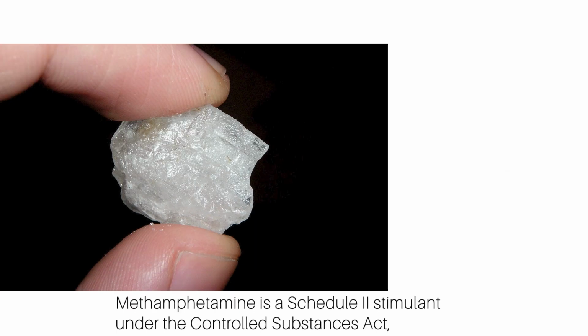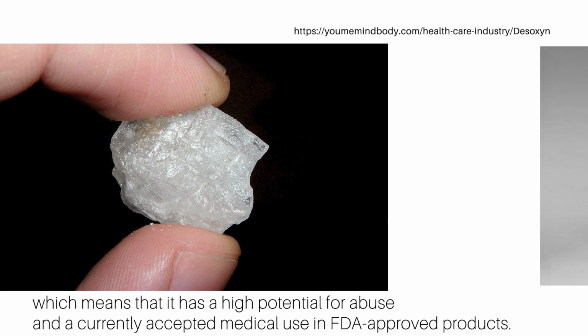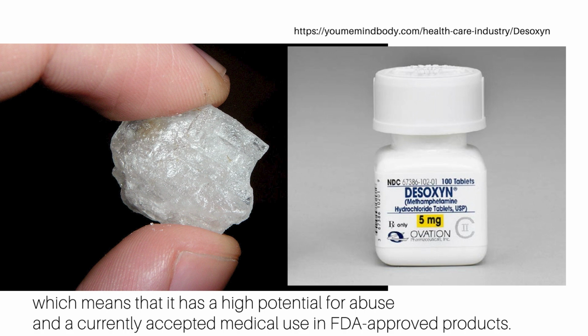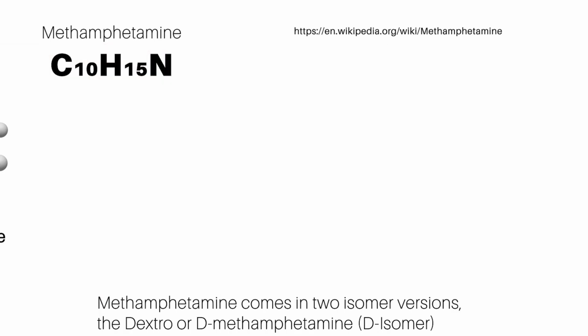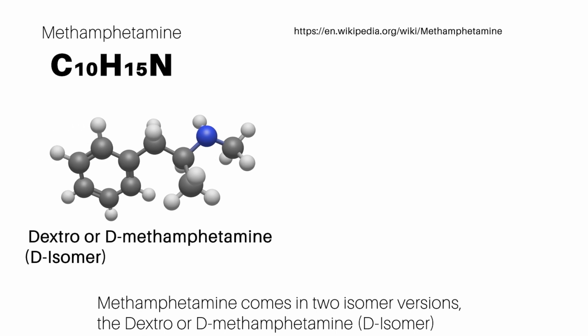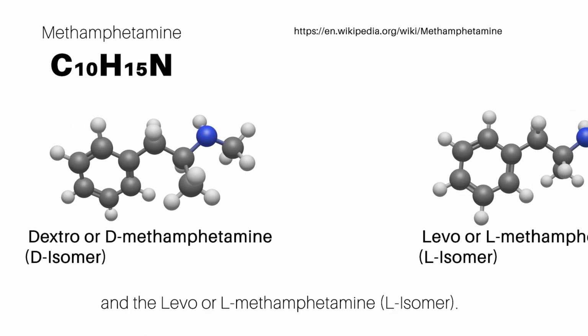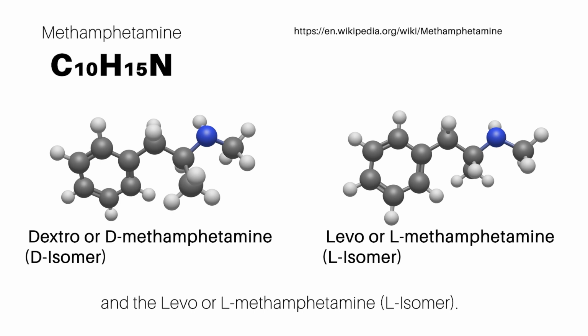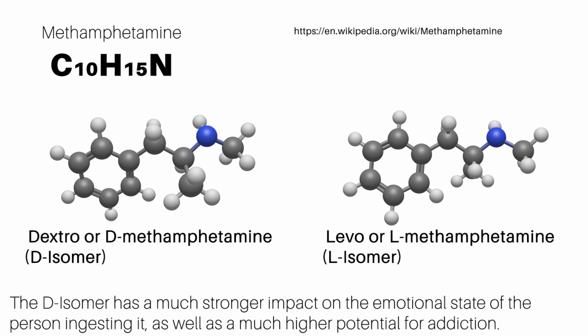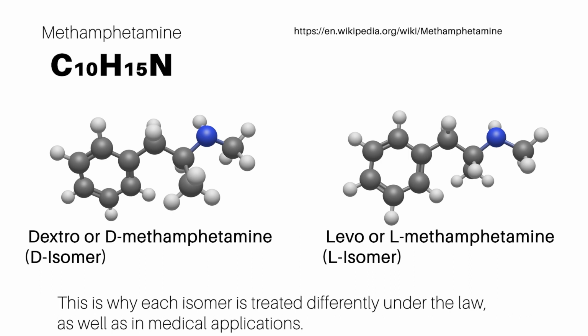Methamphetamine is a Schedule II stimulant under the Controlled Substances Act, which means that it has a high potential for abuse and a currently accepted medical use in FDA-approved products. Methamphetamine comes in two isomer versions, the dextro or D-methamphetamine, D isomer, and the levo or L-methamphetamine, L isomer. The D isomer has a much stronger impact on the emotional state of the person ingesting it, as well as a much higher potential for addiction. This is why each isomer is treated differently under the law, as well as in medical applications.